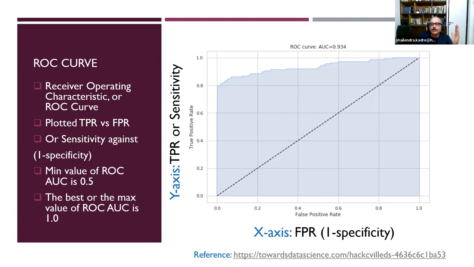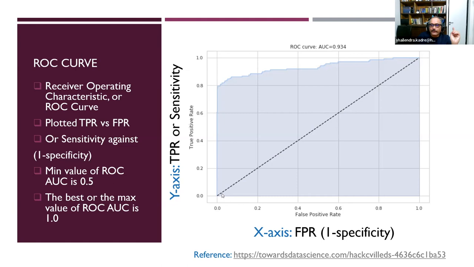It will go close to 1. So area under the curve, if it is close to 1, then your model is very good. So right now, whatever value I am representing, area under the curve is 0.93, which means your model is good. An ideal model will have ROC area under the curve as 1.